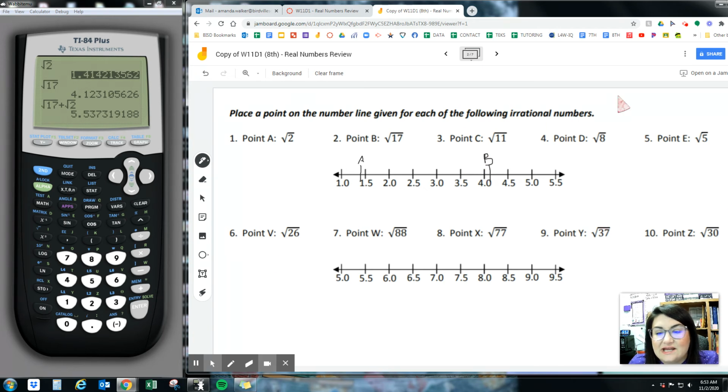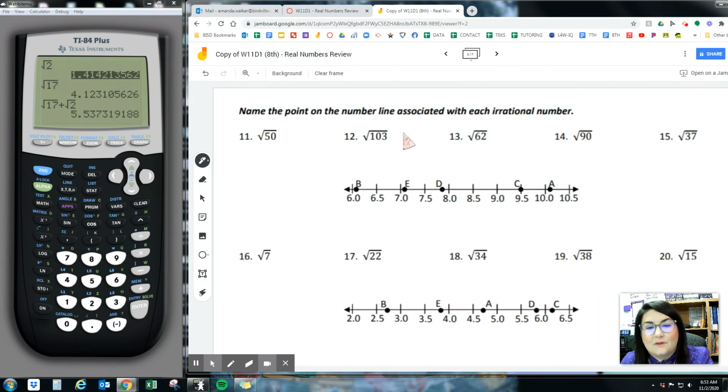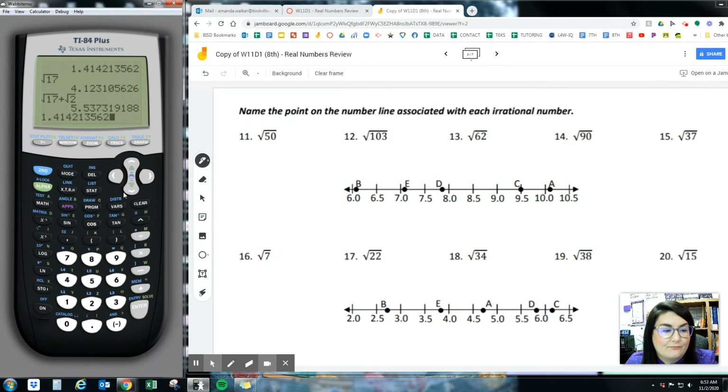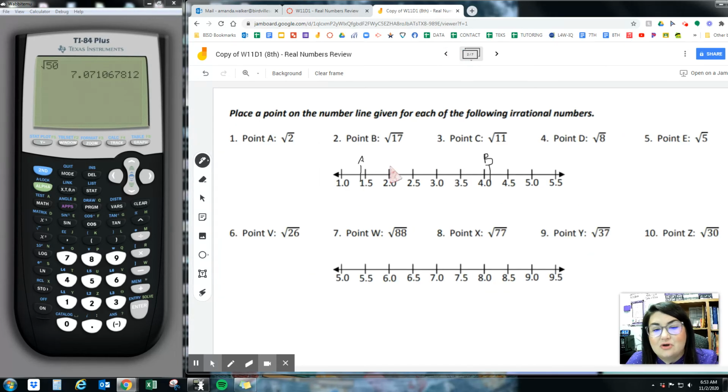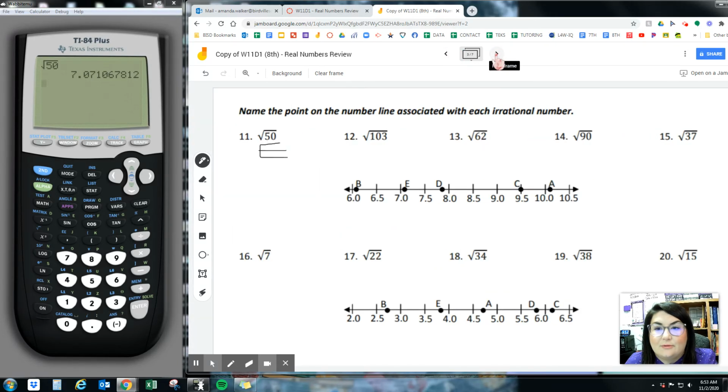Okay, you can choose any 4 problems from this slide. Here, what you're going to do is name the point. So you're going to solve, let's say, square root of 50. Let me clear this out and start over. Square root of 50 is about 7.1 if I round up. And that would be point E. So you're just going to go here and do point E. Now, I will say, if you're going to do 4 problems, don't do the ones I'm doing. Pick 4 different problems. Okay, you can pick any of these 4.